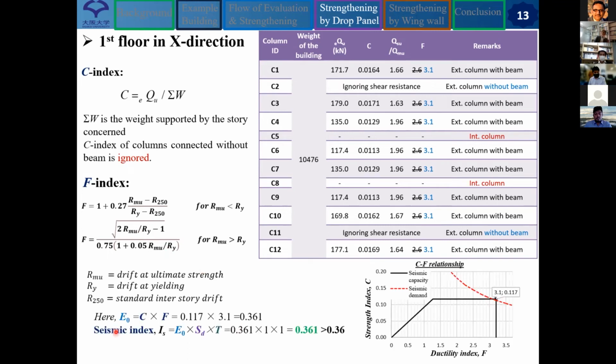And finally, I can calculate the basic seismic index, which is the product of strength index C and ductility index F. And their relationship is shown here, and you can see the structure is meeting the seismic demand in this portion. So finally, we can find the seismic IS index, which is 0.361, slightly higher than 0.36. So we can say that it is safe in the first floor X direction.